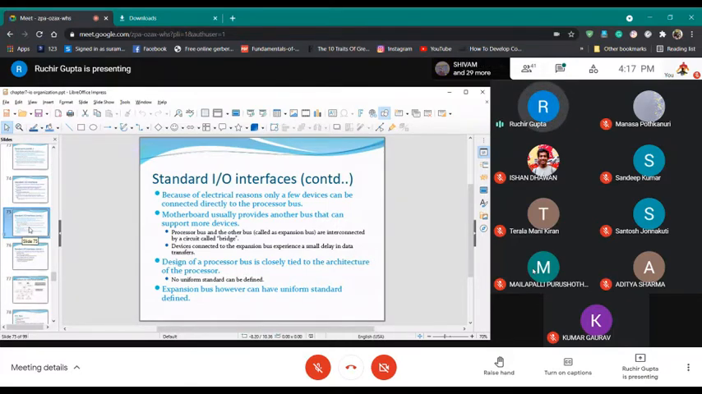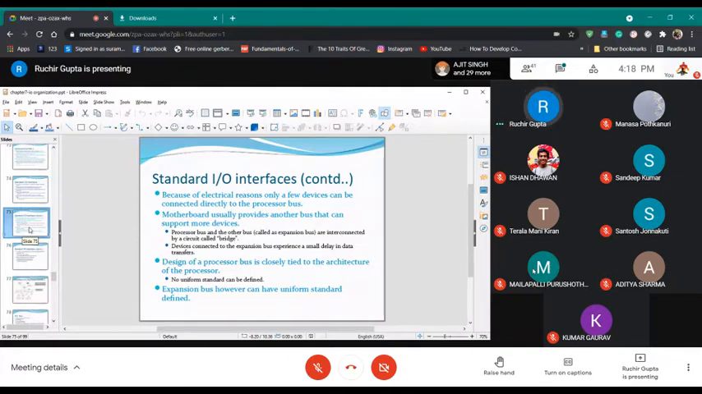So PCI bus is actually a kind of expansion bus that extends the processor bus in a way that now you can connect many different devices with that. And these devices generally feel like they are directly connected to the processor. But because of this, there will be a small delay.